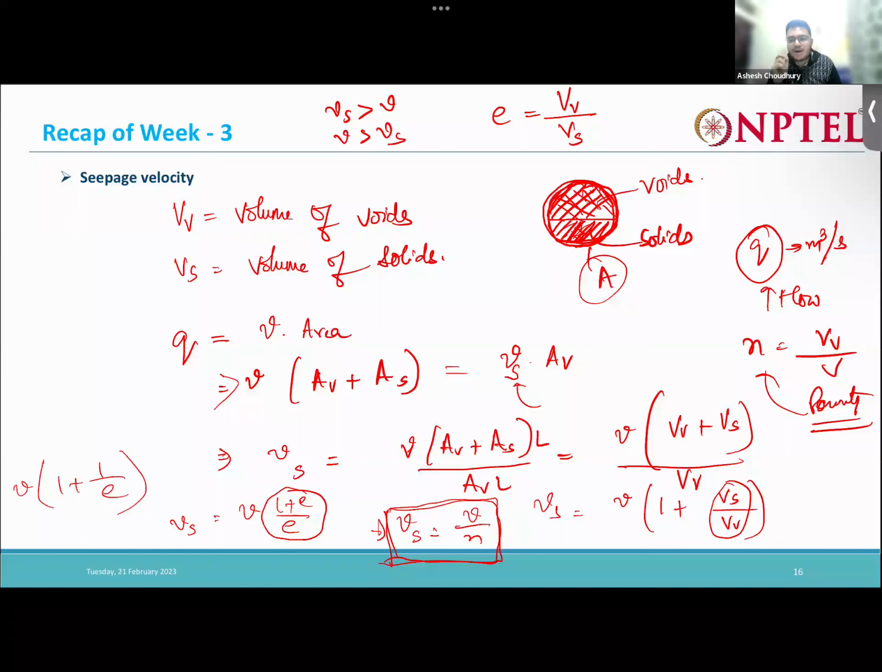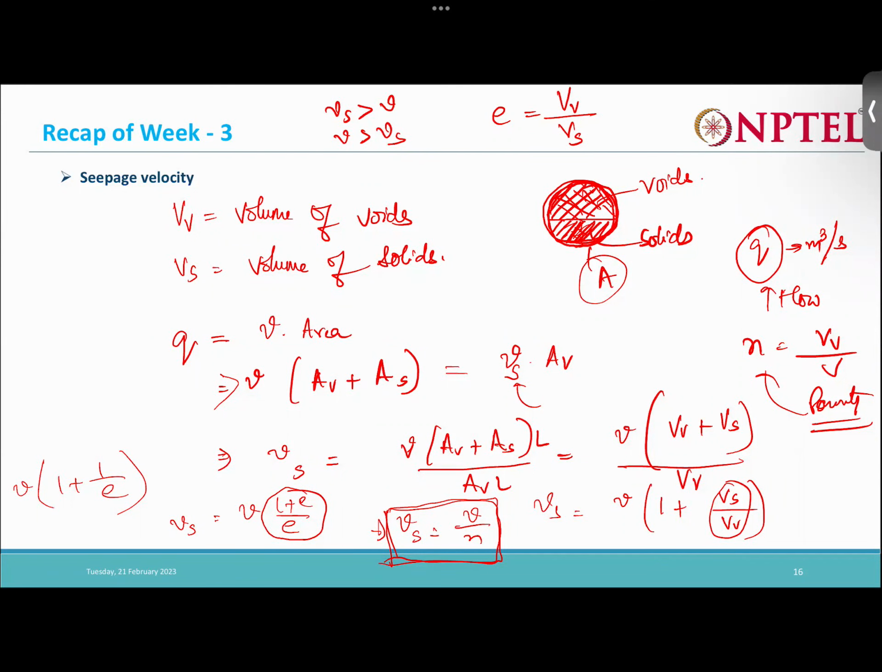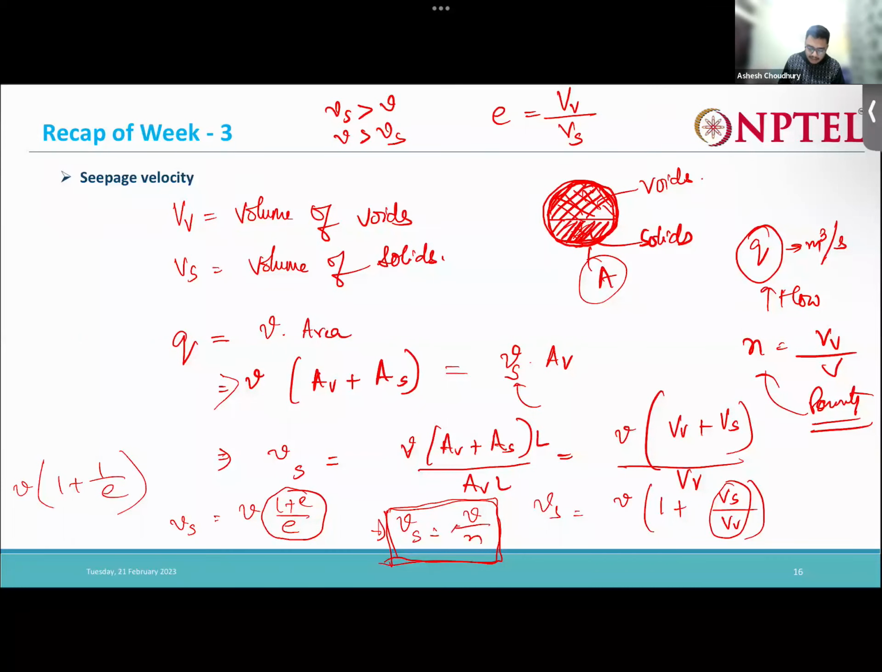See, what is the value of porosity? The value of porosity will always be less than 1, right? Generally it will be less than 1. If there are voids, that means porosity will be less than 1. So 1 divided by something which is less than 1 will obviously be greater. So Vs is equal to 1 by n into V, that means V is equal to n into Vs.